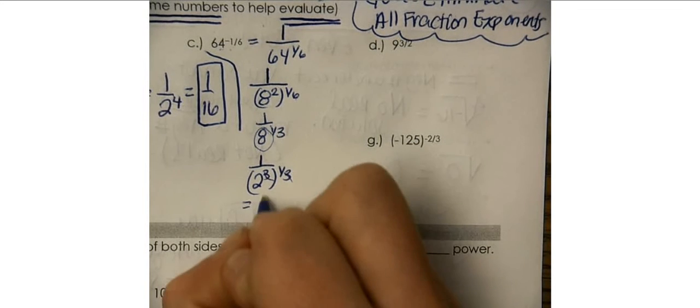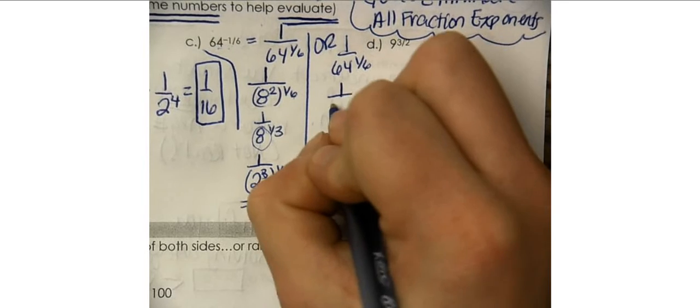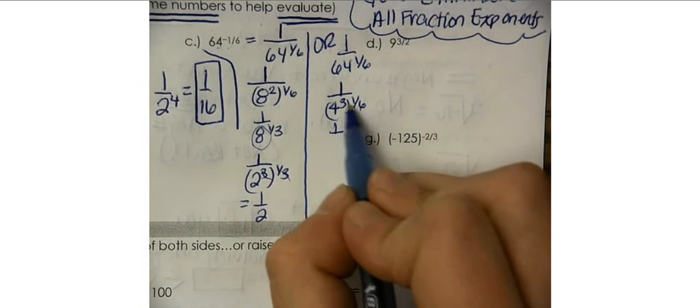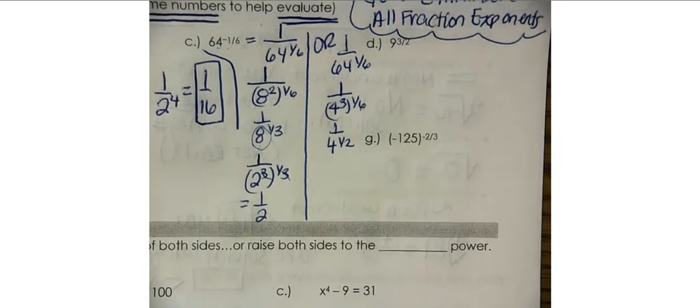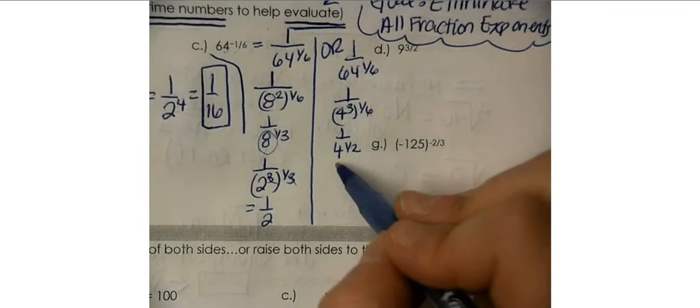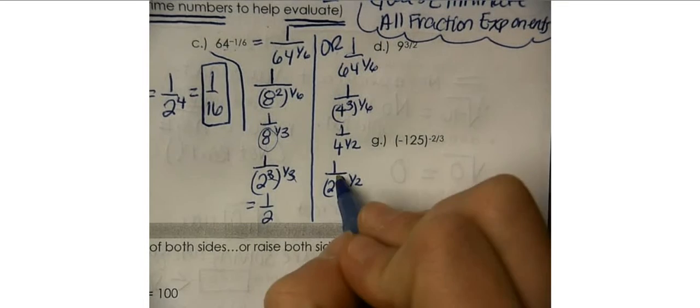That's one approach. Or let's say that we start off with 1 over 64 to the 1/6 power. You wanted to work with the number 4. And you saw that this was 4 cubed to the 1/6 power. Okay, 3 over 6 is 1/2. We're still in the same exact position. We still have fraction exponents. And what I know about the number 4 is that this is really 2 squared. So 1 over 2 squared to the 1/2 power. The 2's would eliminate, leaving me with 1 over 2 to the 1st, which is still 1/2.